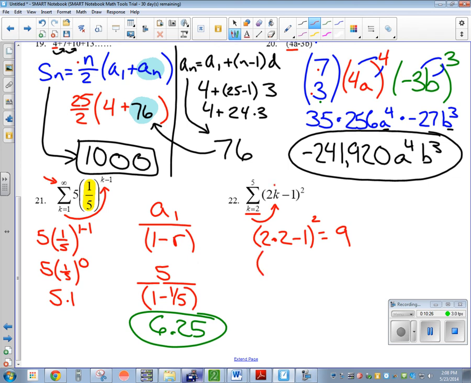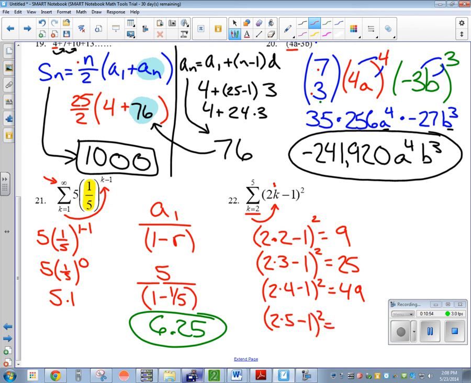Then I'm going to plug in 3 for k. So 2 times 3 minus 1. 2 times 3 is 6. Minus 1 is 5. 5 squared is 25. Working on our mental math. Now I'm plugging in 4 for k. 2 times 4 minus 1 squared. 2 times 4 is 8. 8 minus 1 is 7. 7 squared is 49. Super. Keep going. 2 times 5 minus 1 squared. 2 times 5 is 10. 10 minus 1 is 9. 9 squared is 81. I stopped there because the top number is 5.